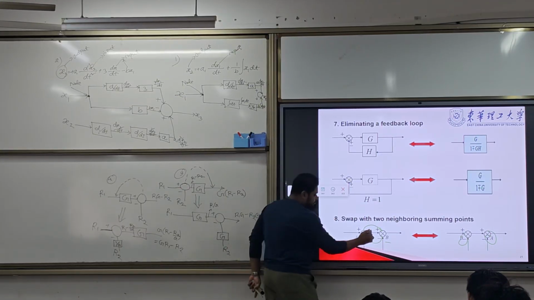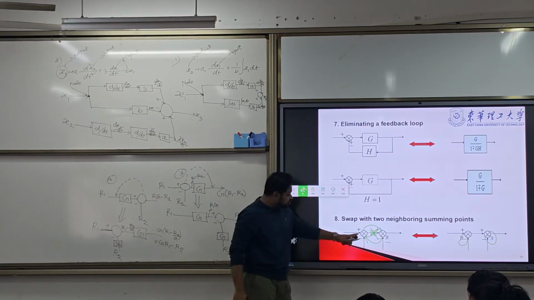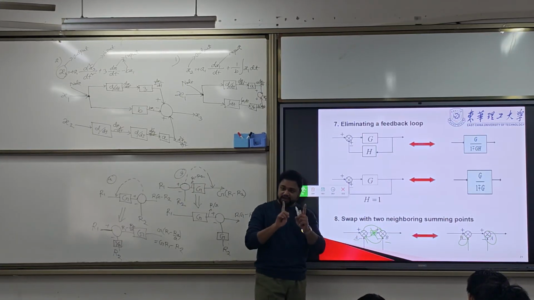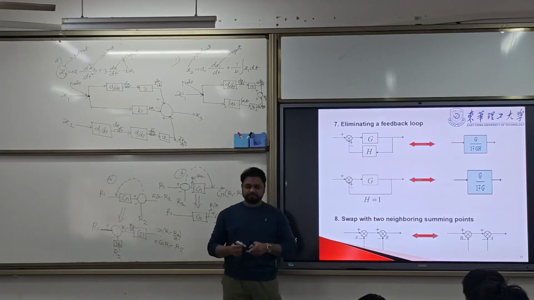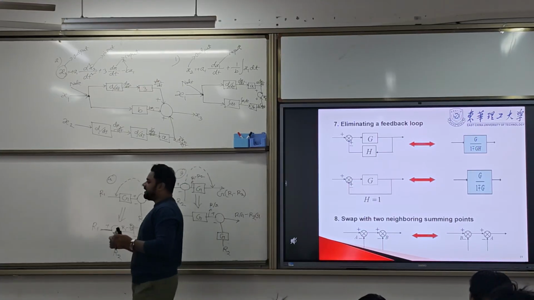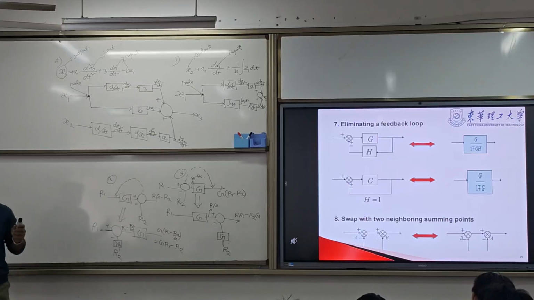So if there is a block here, then you cannot do that. If there is no block beside the summing points, neighbor summing point, then you can interchange. This is the last one. 8 rules we have seen. These are the very important rules.